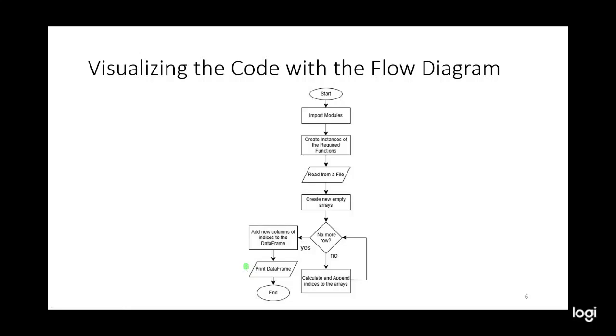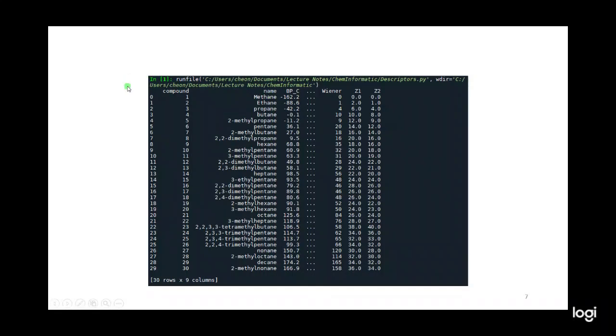This process flow diagram can help us better understand the overall structure and the order of operations, providing a clear overview of how the code executes. The output of the code that we have seen in the previous slide looks like this. As you can see, the last three columns display the newly added descriptors to the data frame.